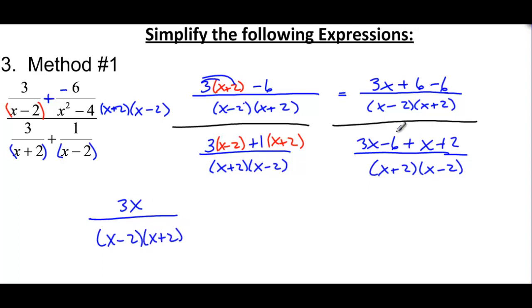But again, I don't like to divide by a fraction, so I'm going to multiply by the reciprocal. My denominator now becomes my numerator, so I have an x plus 2 and an x minus 2. And my numerator becomes the denominator. Well, if I combine like terms, I have a total of 4x minus 4.